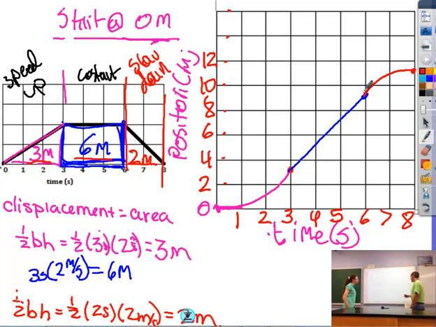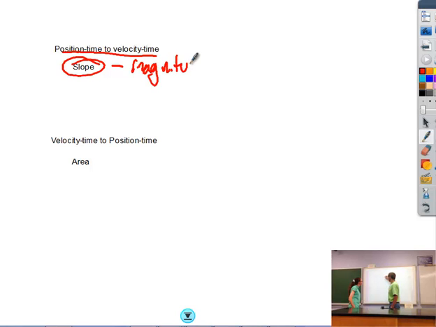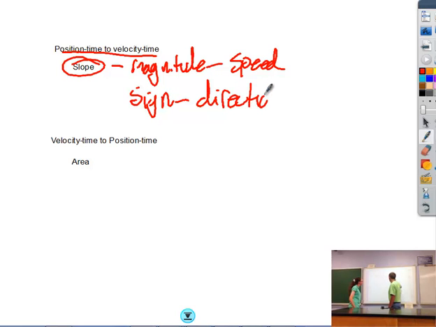No, that's pretty easy. Okay, now, some things we should keep in mind about these graphs. When you have a position time and you're going to a velocity time graph, the thing that you have to pay the most attention to is slope. Slope tells, well, the magnitude or the absolute value of the slope tells speed. So magnitude is speed. The sign of the slope is going to tell me if it's toward or away. So that gives us the direction.